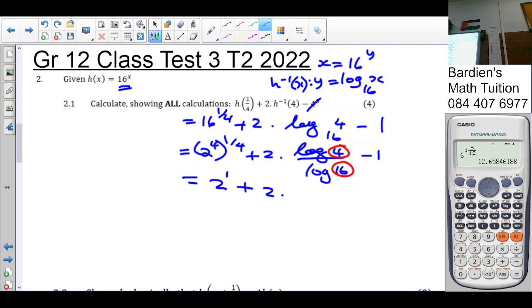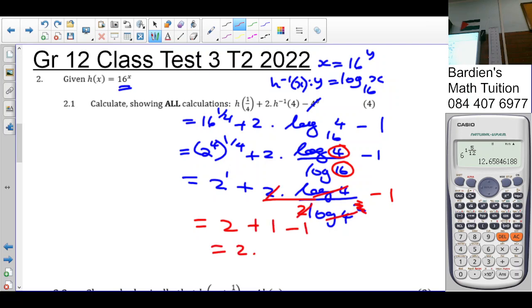Or I can just change the 16 and say it's log 4 over log 4 squared. Now what's going to happen to the square? I can write this in front, not so, minus 1. So that is simply 2. That cancels, leaves you a plus 1, minus 1. Gives me an answer of 2.